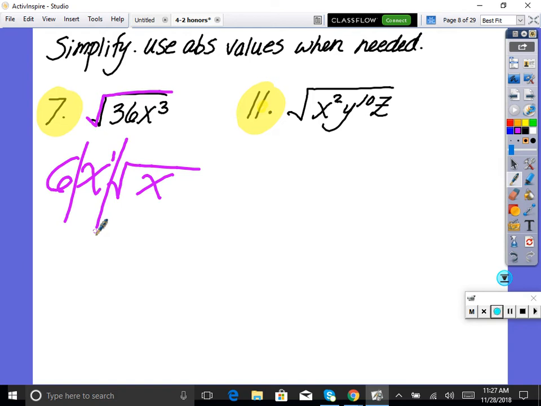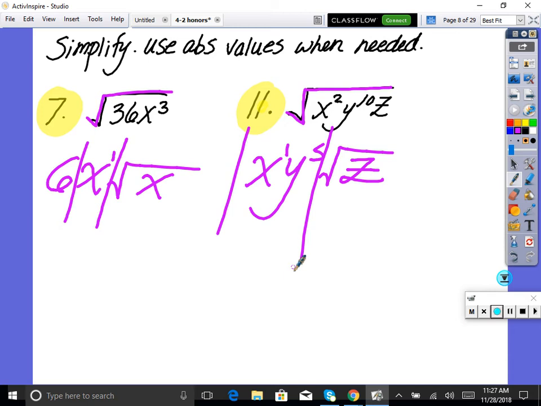Okay, number 11, the square root of x squared would be x, square root of y to the 10th, y to the 5th, and then it looks like square root of z would be left. So then you check even root, yes, odd exponent, yes, odd exponent, yes, so you need absolute values around both of those, because they're both odd exponents.